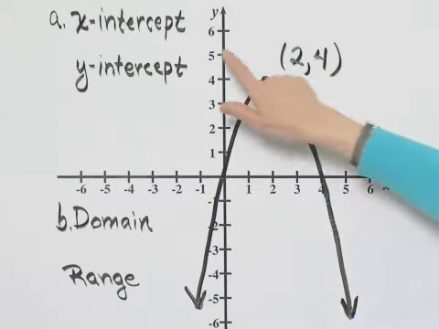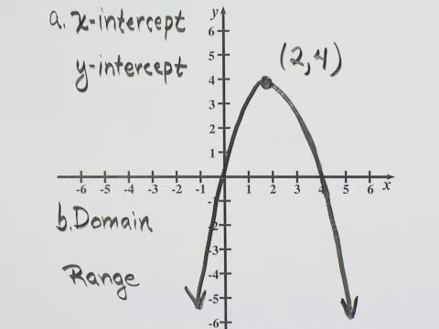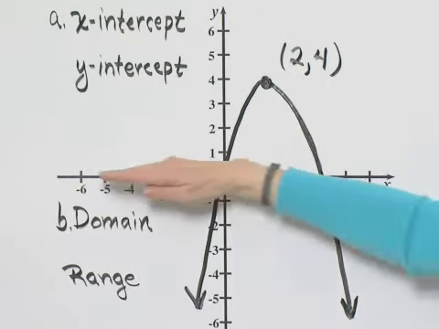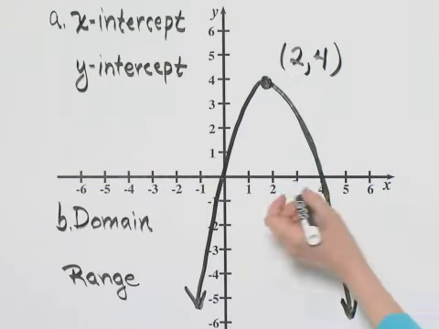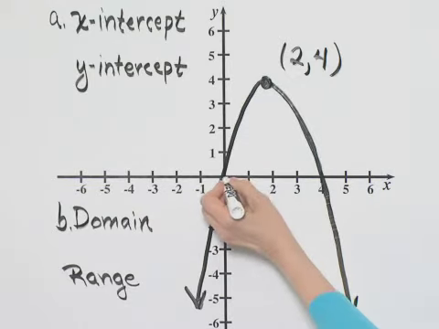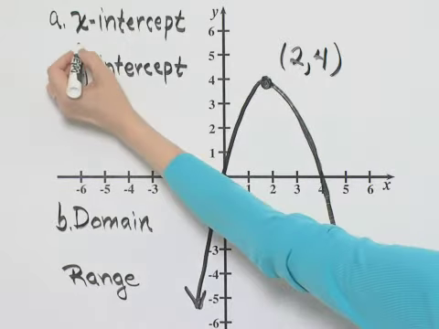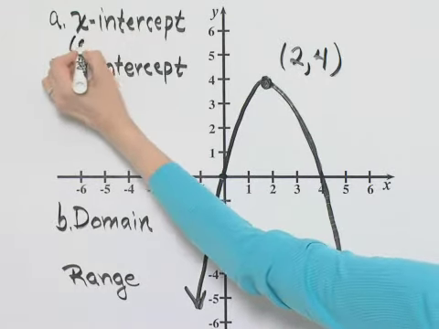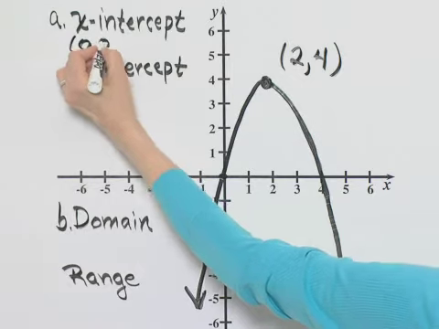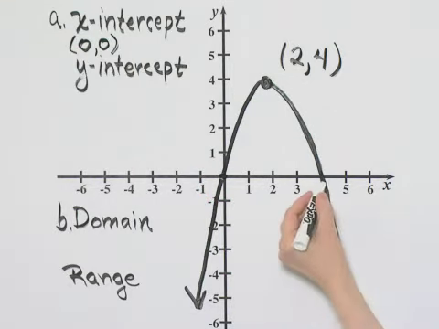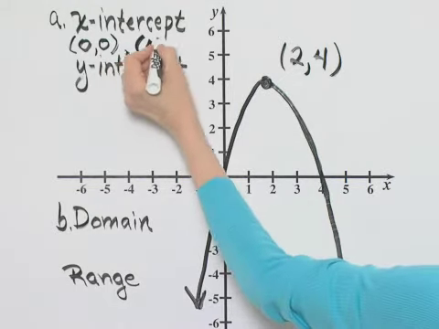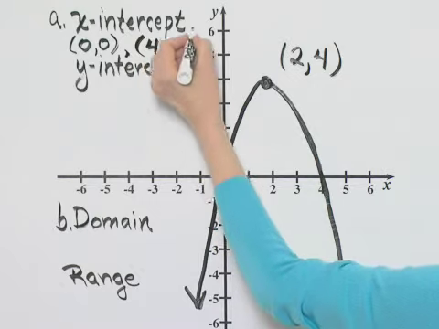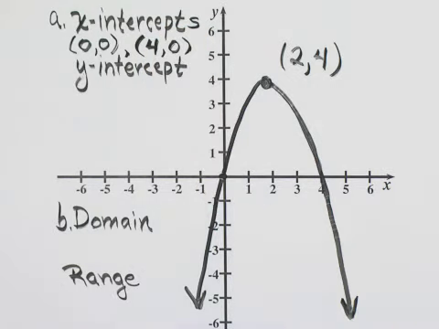So x-intercept or intercepts, let's look along the x-axis. There are actually two x-intercepts. Here is an x-intercept, and it has coordinates (0, 0), and then this is an x-intercept. The coordinates are (4, 0), and these are actually x-intercepts.